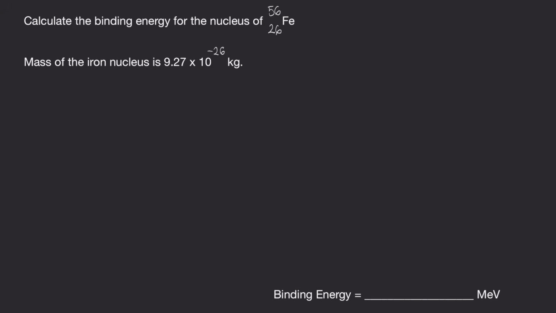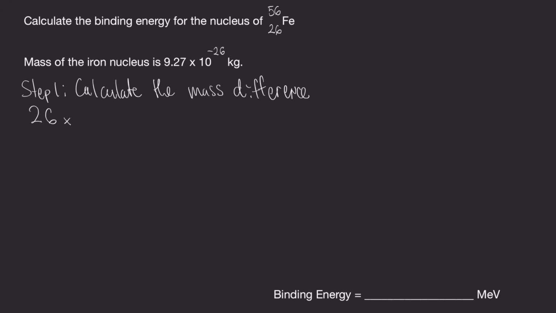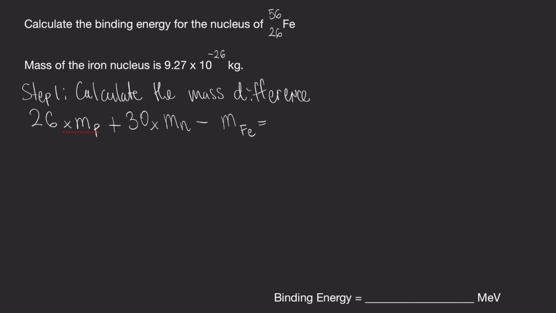Our first step would be to calculate the mass difference. Well, this will just be 26 times the mass of a proton. We know this because it's element 26. And there will also be 30 neutrons because 56 minus 26 is 30. So let's add 30 times the mass of a neutron. Then let's take away the mass of the iron nucleus, which let's call m Fe.